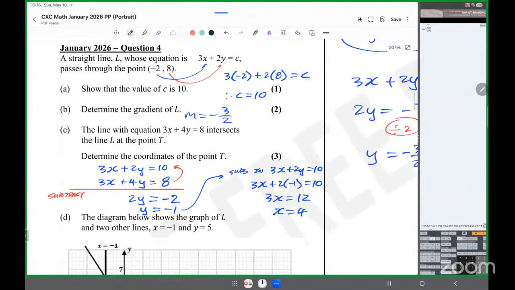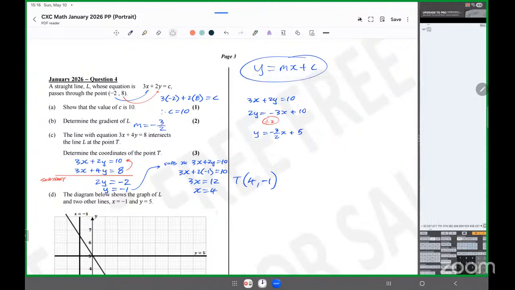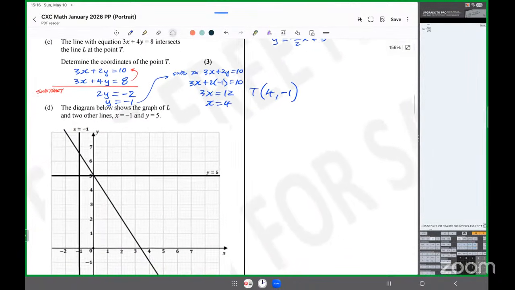And therefore, T is the point. Put the x value in the bracket first, and the y value second. So T is the point (4, -1), where 4 is the x value and -1 is the y value. That is it. Okay with that? Very good.